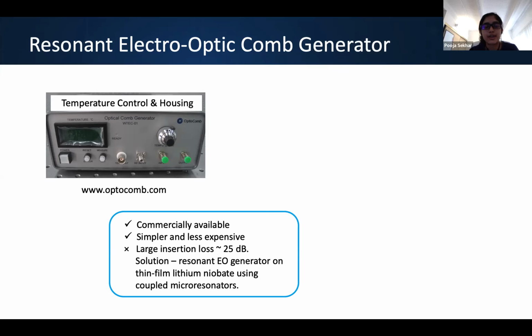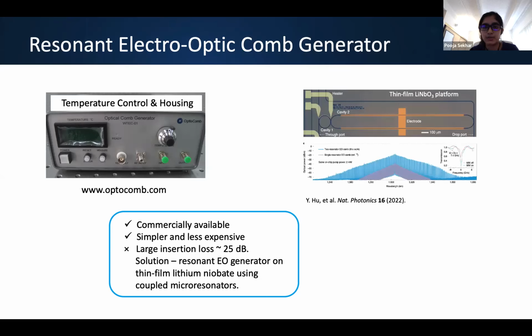However, I'd like to point out that there is a solution to this issue also, which has been pointed out by Loncar and his group at Harvard University. They have developed this resonant EO comb generator on a thin film lithium niobate platform and have improved the pump to comb efficiency by 2 orders of magnitude using coupled microresonators as shown in this layout.